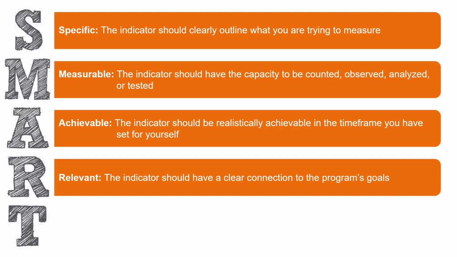Next is relevant. The indicator should have a clear connection to the program's goals. The best way to think about relevance is to ensure that there is a relationship between what the indicator measures and the theories that help create the outcomes for the client, program, or system. Essentially, you want to make sure that your indicators are directly connected to your theory of change or logic model.